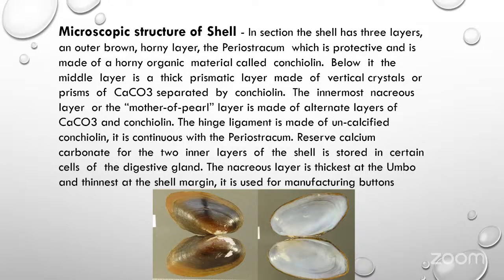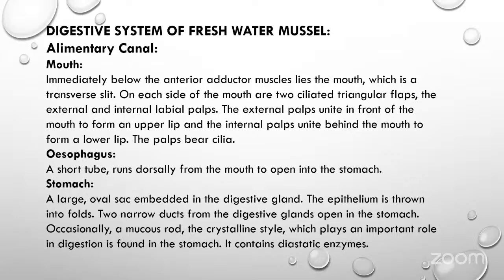Reserve calcium carbonate for the two inner layers of the shell is stored in certain cells of the digestive gland. The nacreous layer is thickest at the umbo and thinnest at the shell margin. It is used for manufacturing buttons. Now let us discuss in detail the various systems of this freshwater mussel.